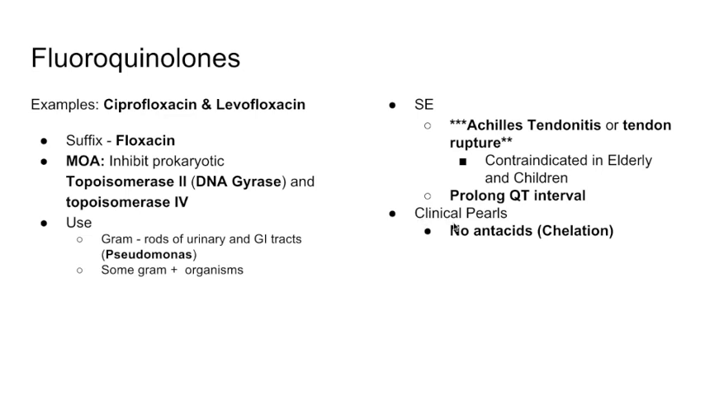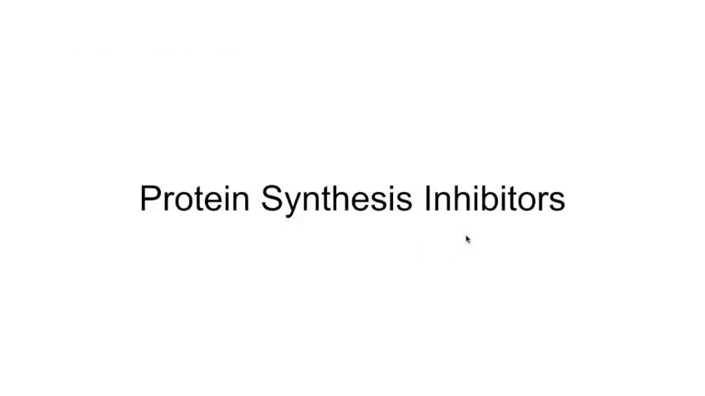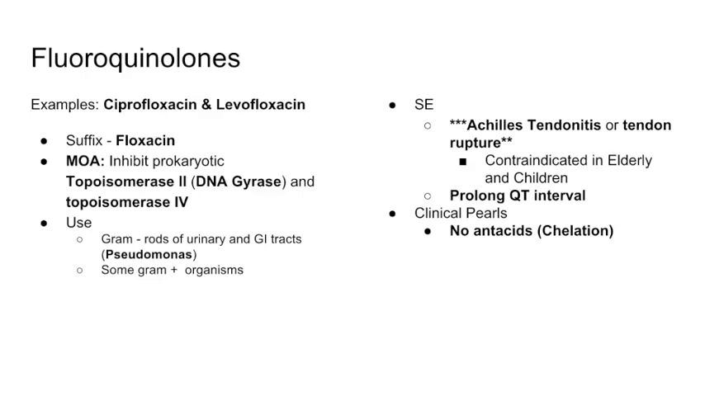And just a small clinical pearl is that when you give fluoroquinolones, you have to give them on an empty stomach with no antacids, because they bind the antacids and they're not going to be absorbed. So that's a little bit of a clinical pearl. So summary for the fluoroquinolones: topo 2 and 4 inhibitors, Pseudomonas, Achilles tendonitis, prolonged QT, no antacids is not a very high yield point. And that concludes our first discussion with the antibiotics.